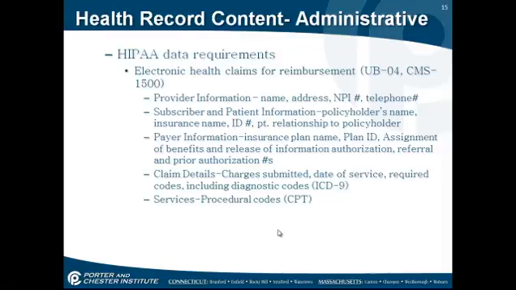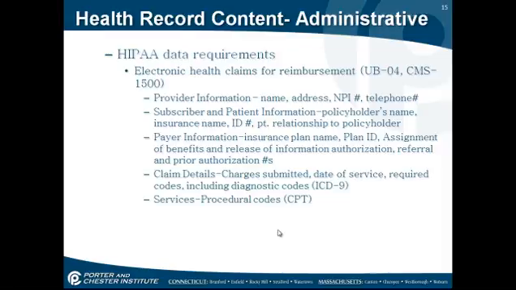Also included in health claims forms are the subscriber and the patient information. Who's the policyholder and what is the insurance name? What is the insurance ID number, the patient ID number, and what is the patient's relationship to the policyholder? Sometimes it may not be the patient that is the policyholder, but they are part of a policyholder's subscriber. Payer information is going to be included in here, and that is the insurance plan name, the plan ID, the assignment of benefits, and the release of information.